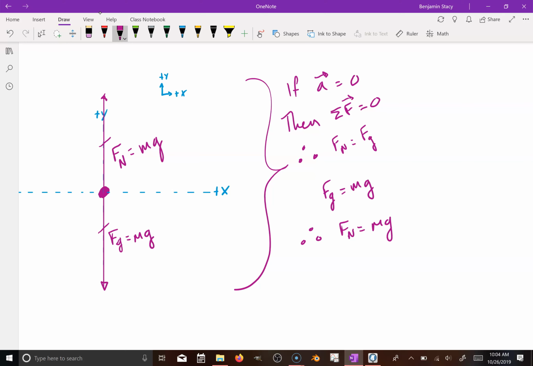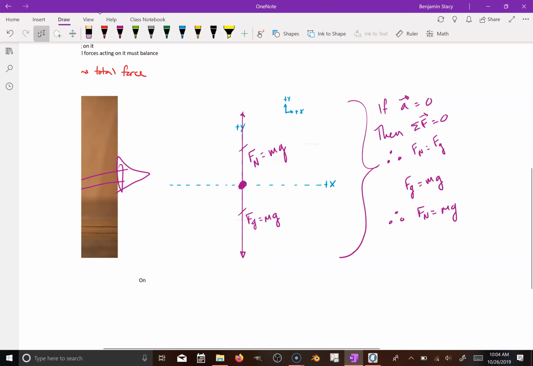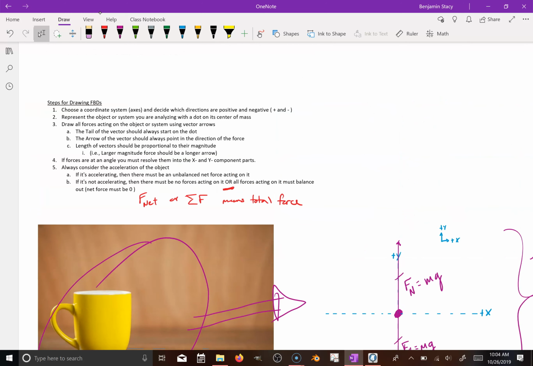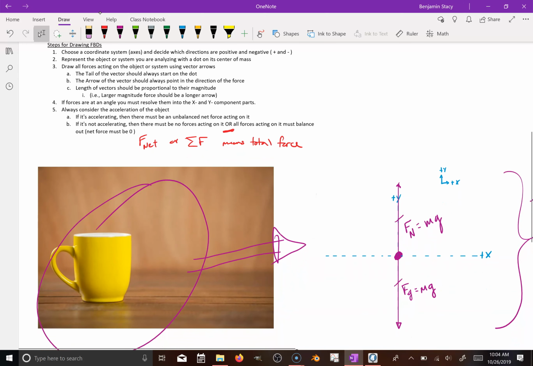Those are the basics of our free body diagramming. We always want to make sure that we follow these steps. You always need to choose a coordinate system, pick where your axes are going to be, indicate the positive and negative direction, represent your object or system with the dot, draw your forces proportionately with vector arrows with the tail starting on the dot and the arrow pointing in the direction of the force.